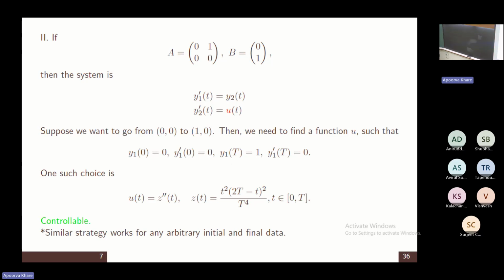And there is nothing special about like 0, 0, 1, 0. If you are given any arbitrary 2 points, you can similarly find some other control which will work there. So we will say that this system is controllable.